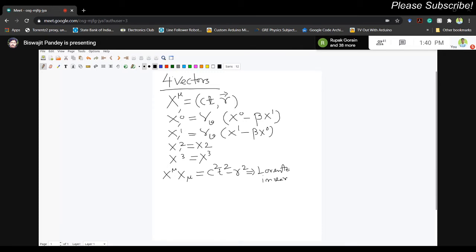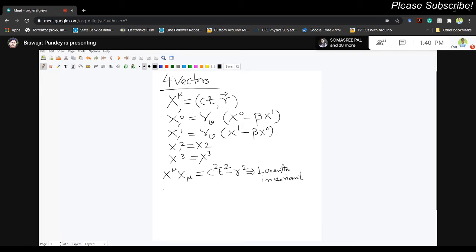Of course, I can have different sets of four-vectors for which this quantity can be positive, negative, or zero, and depending on the value of this quantity, one can label the different four-vectors as space-like, time-like, or light-like four-vectors.